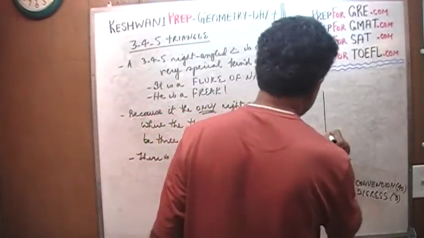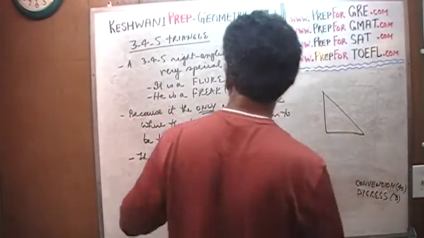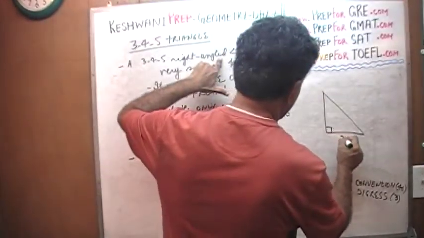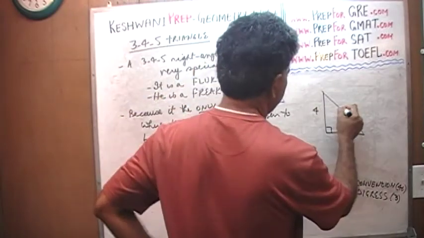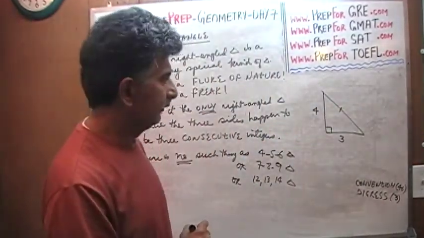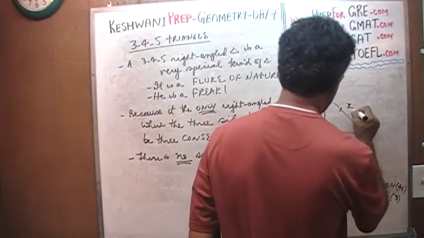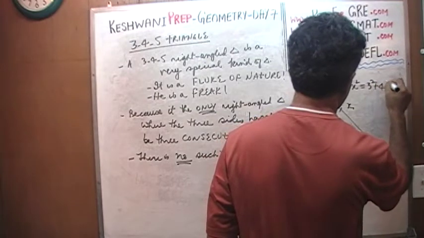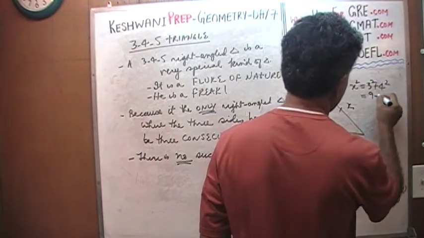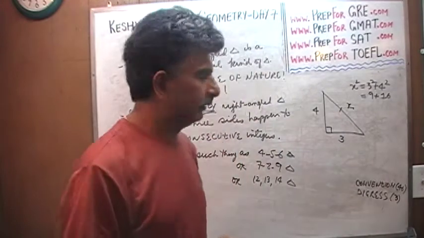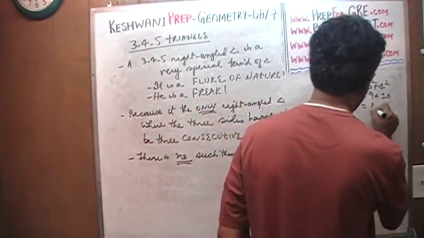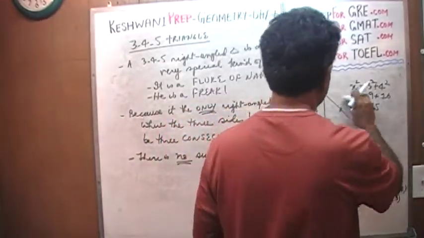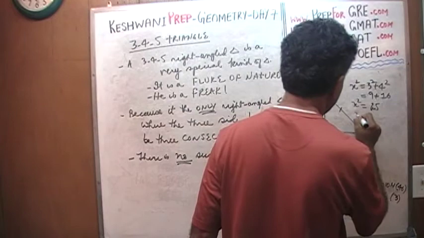Right here. It has to be a right angle triangle. 3, 4, and then this missing side here, how do we find that out? By using the Pythagorean theorem. Let's call this x. So x squared would be 3 squared plus 4 squared. 3 squared is 9, 4 squared is 16, giving you a total of 25. And if x squared equals 25, then x would equal 5.